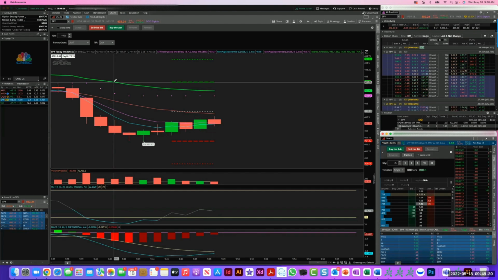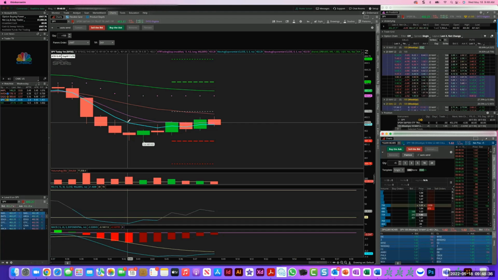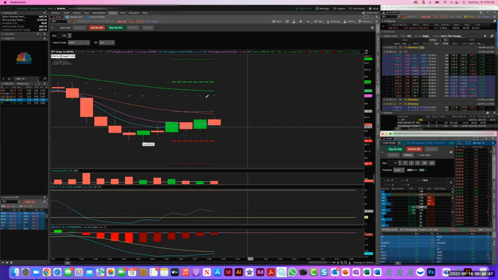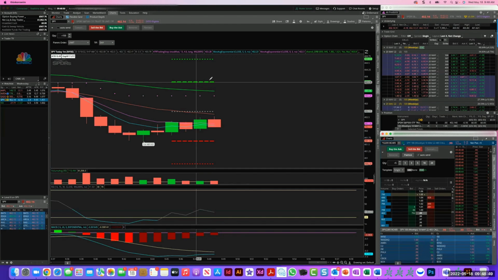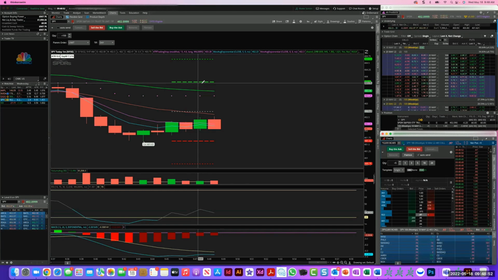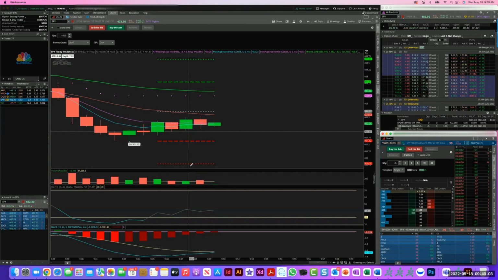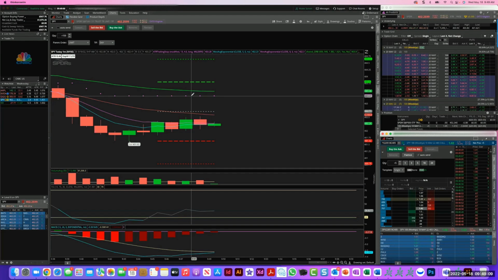So this green line is the VWAP. The blue is the 5-day exponential moving average. The purple is the 8-day exponential moving average. And the red is the 20-day exponential moving average. This is the opening range high, the thick green dotted line. Opening range low, the thick red dotted line. And the other dotted lines represent fib levels here, here, and here. And this is the ATR trailing stop.